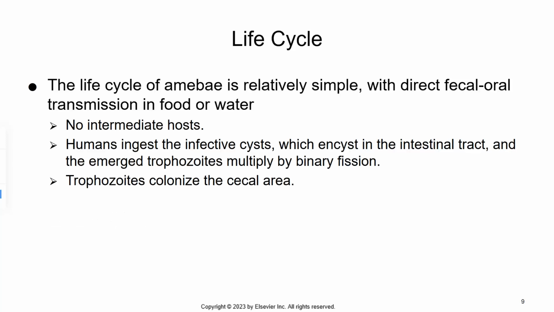Life cycle. The life cycle of the amoeba is relatively simple, with direct fecal-oral transmission in food or water. There are no intermediate hosts. Humans ingest the infective cysts, which excyst in the intestinal tract, and the emerged trophozoites multiply by binary fission. Trophozoites colonize the cecal area, and then as the stool is formed, it dehydrates, forming more cysts, which are then passed out of the body.